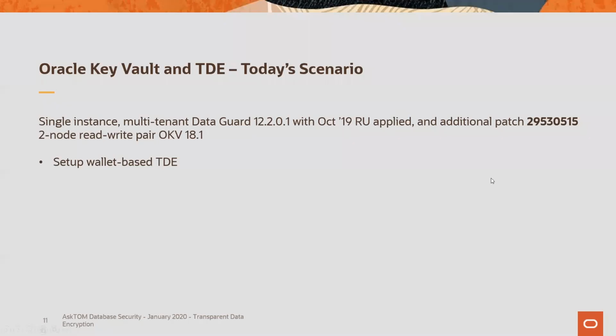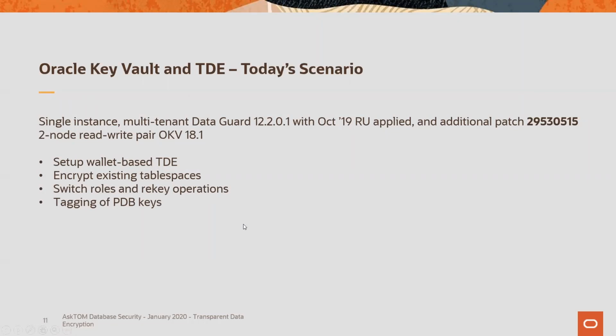We're going to set up basic wallet-based Transparent Data Encryption, like you have today. If you're using TDE, you're probably using wallet-based and haven't migrated to Key Vault, so we're going to start there, where most customers will. We're going to encrypt an existing tablespace, switch roles with Data Guard, and perform rekey operations.